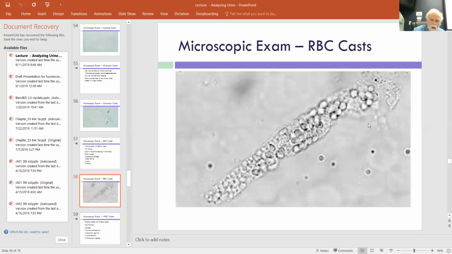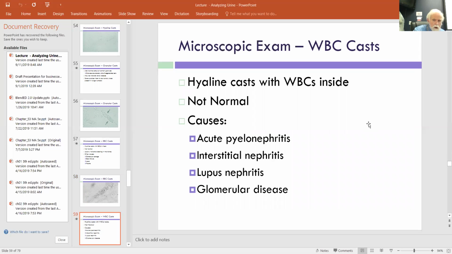You can see that those things in there are bigger than the granules that were in the granular cast, and they look a little like the red blood cells. Yeah, they're the kind of donut shape of the red blood cell. We can also have white blood cells in them, and again, that's not normal. And there are several other causes, some of them the same as red cell casts, and some different. Pyelonephritis, inflammation of the nephrons.